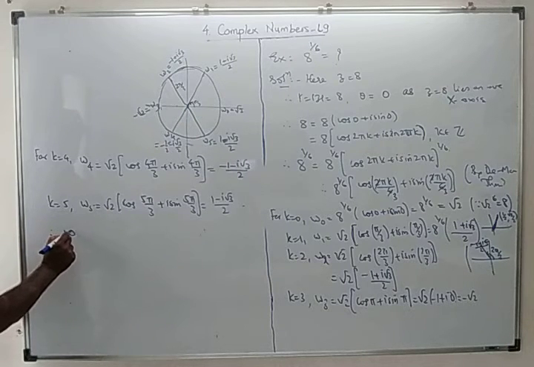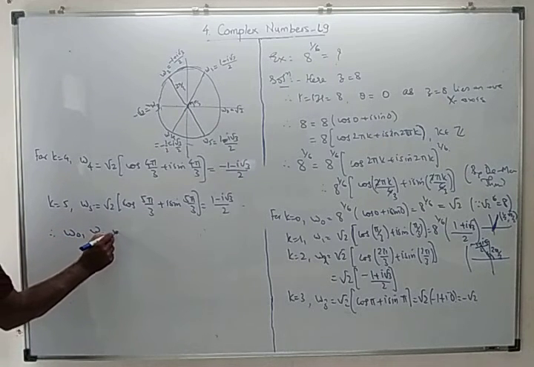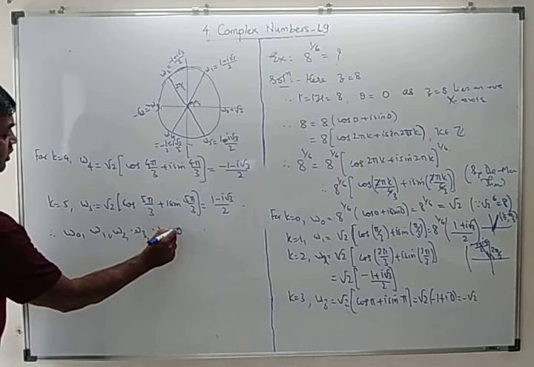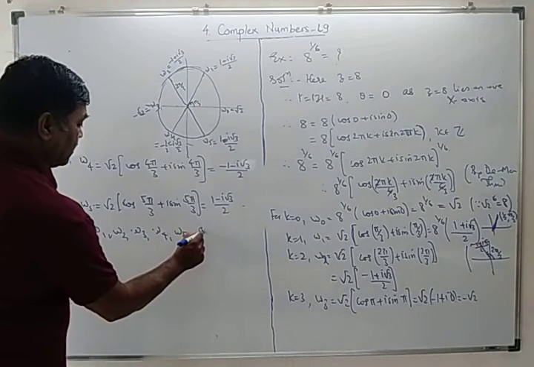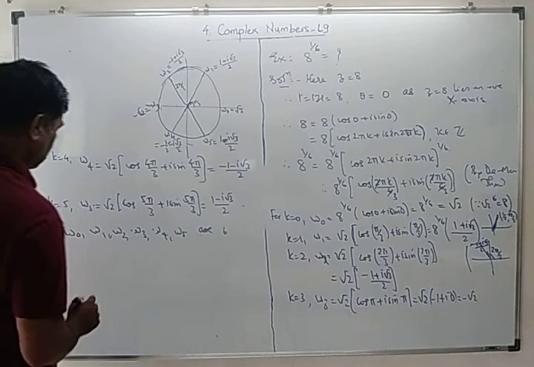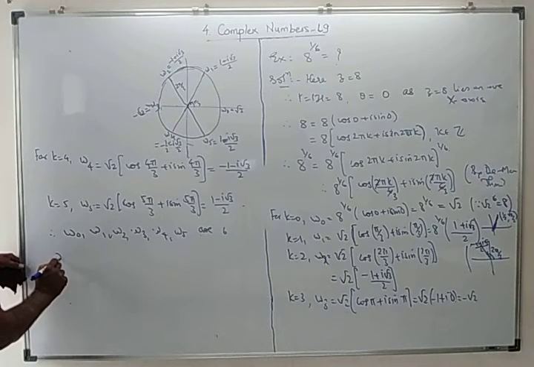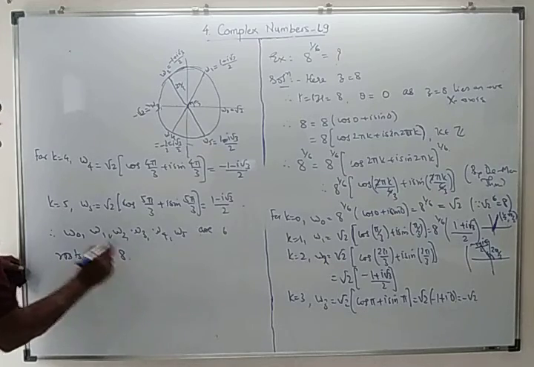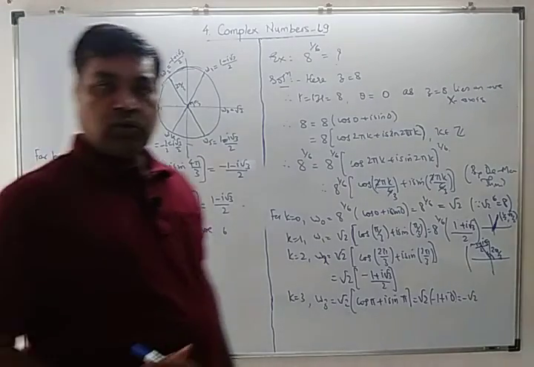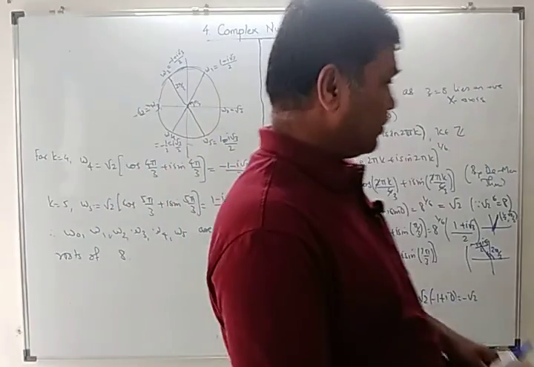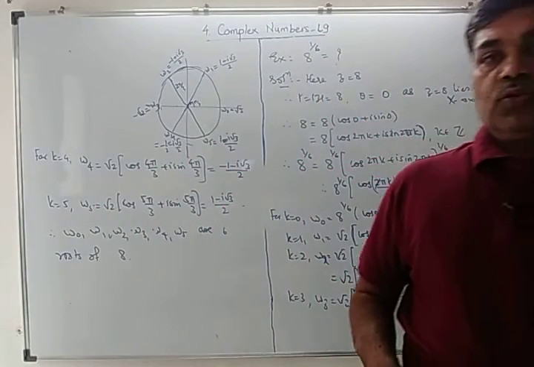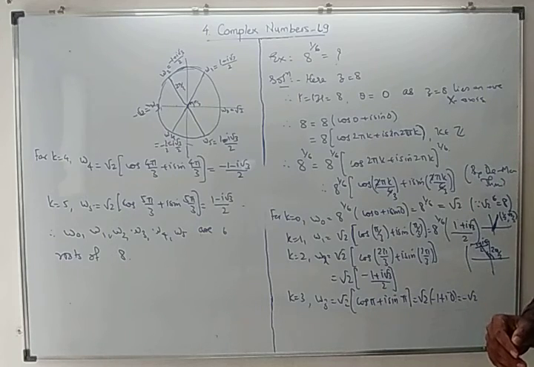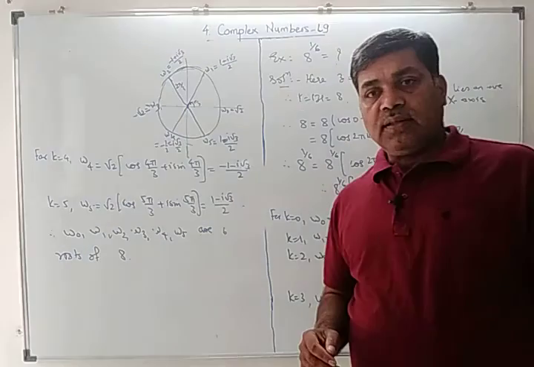Therefore, W0, W1, W2, W3, W4, W5 are the 6 roots of 8. So, with this discussion, we'll stop our lecture here.